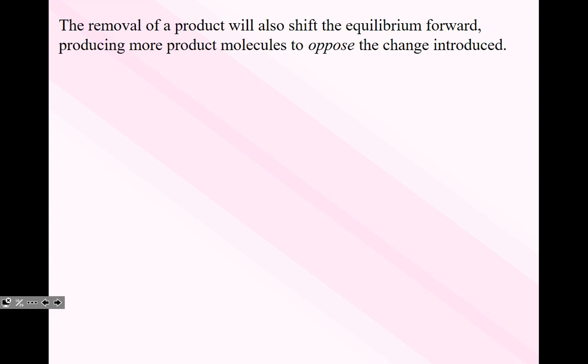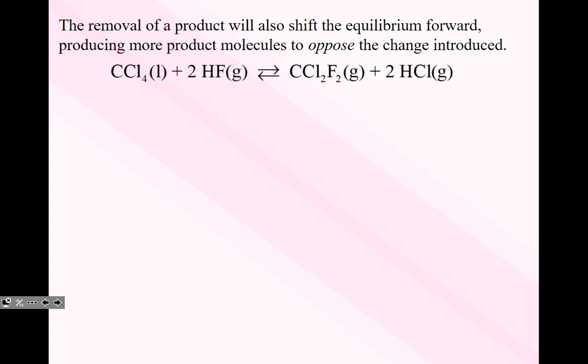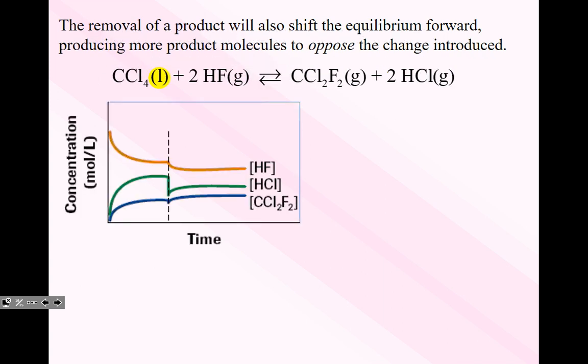Okay, the removal of a product will also shift the equilibrium forward, producing more product molecules to oppose the change introduced, which we've talked about. So we don't include the liquid there, the carbon tetrachloride, we don't include that. So here we go. Here's our spike downward. You'll notice that there's a spike downward here, a little spike downward, and then we have what's going on in order to compensate for that.